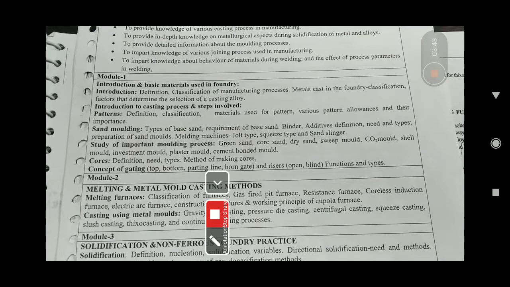Then next concept is the study of important molding processes. These are some different types of molding processes, or you can say the types of how the molds are being prepared.